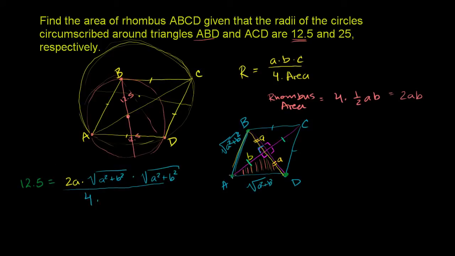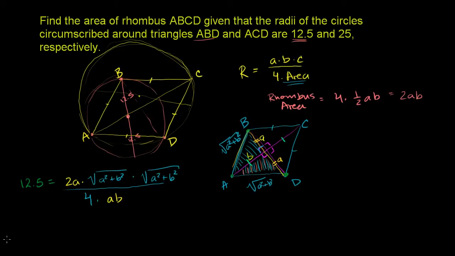Now, what's the area of ABD? Well, ABD is just 2 of these triangles right over here. This guy right over here is 1/2 ab. This guy over here is also 1/2 ab. So the entire area is going to be 2 of these guys. So it's just going to be a times b. It gives you the area of both of these triangles. Each of them are 1/2 ab. So instead of writing area right here, I could write ab.